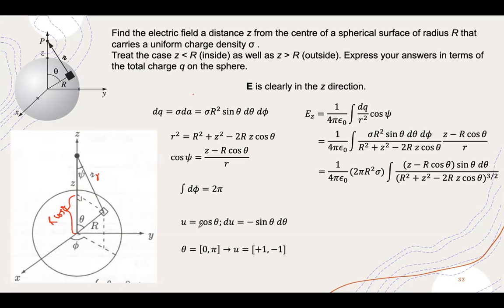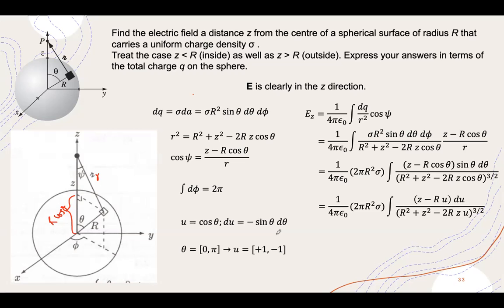If theta is 0, then u is going to give you +1, and if theta is pi, then u is going to be -1, as you know that cos 0 is +1 and cos pi is -1. So the limits are going to change like this.